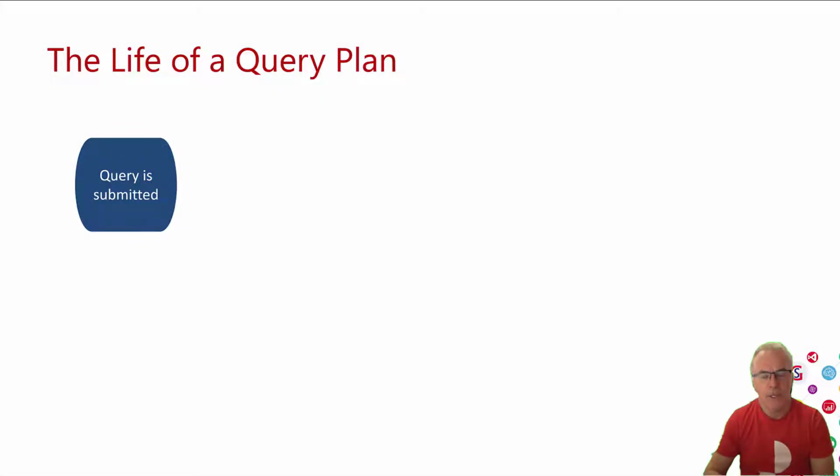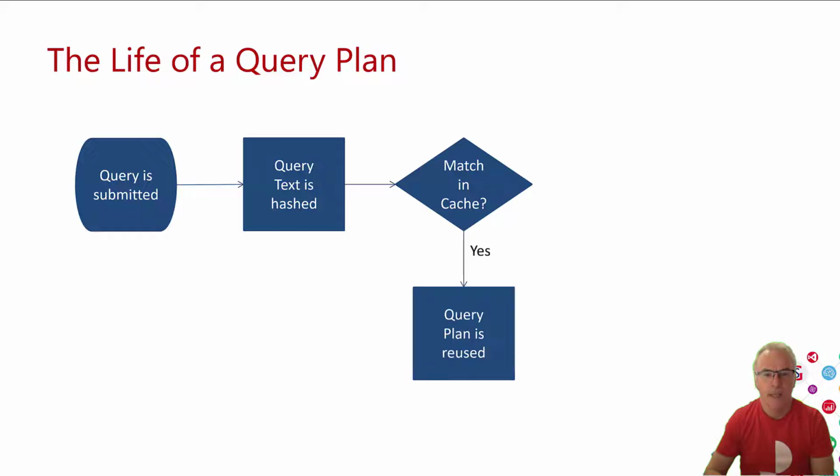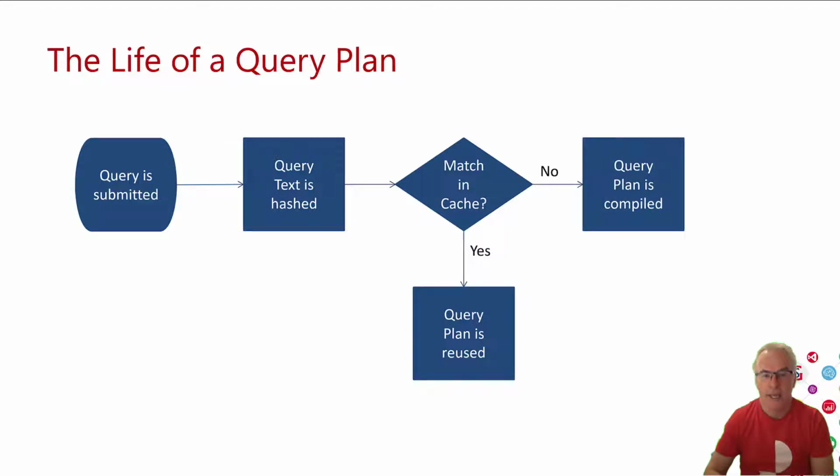So as a reminder, when a query is submitted to SQL Server, first of all, it will go through the query text itself and create a hash from that. It will use that hash to then see, is there an existing plan that matches that same query hash? If there is, great, it doesn't have to do anything more. It knows how to undertake that query, so it will reuse that plan. If the hash doesn't match, however, it's then got to compile a brand new plan, and once that has been compiled, add that to the cache, and then it's able to execute it.